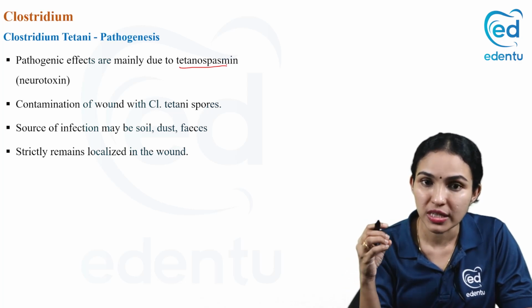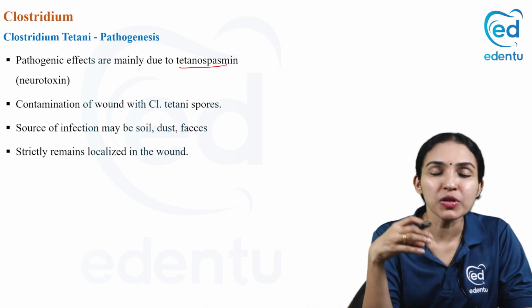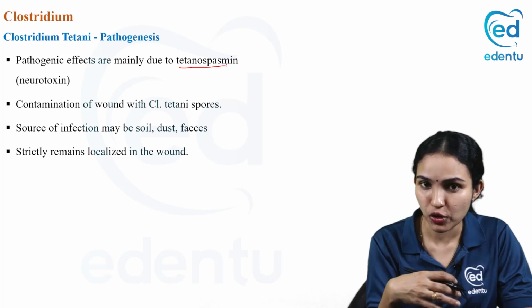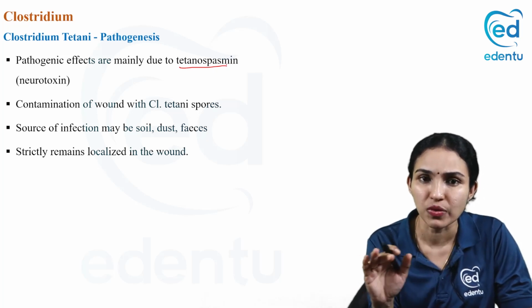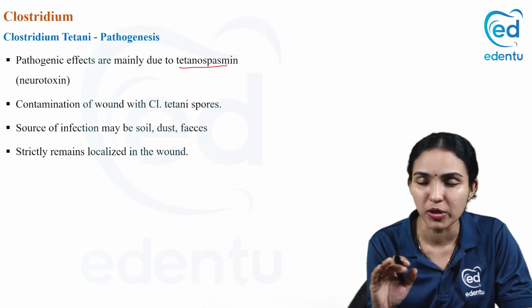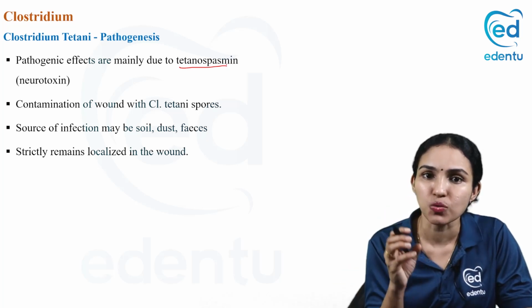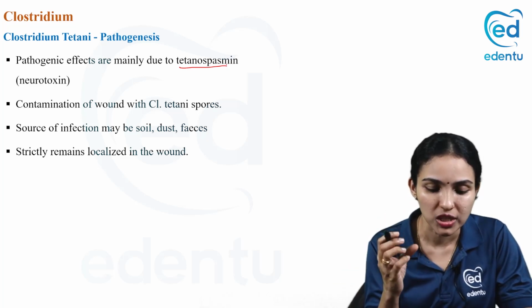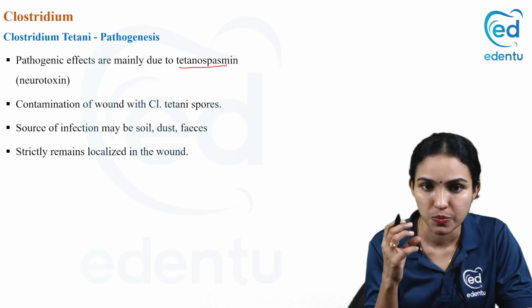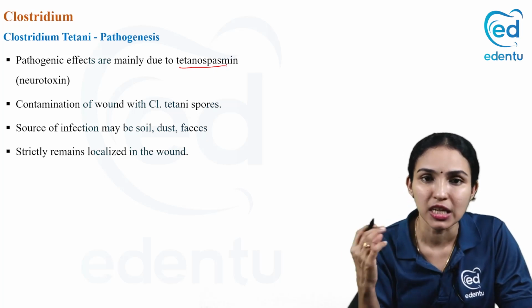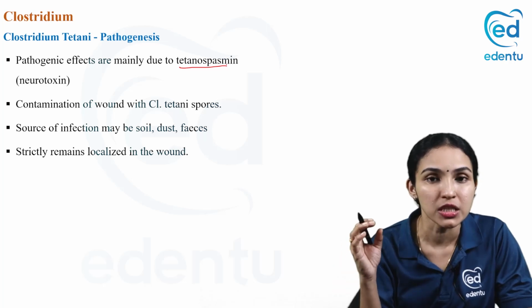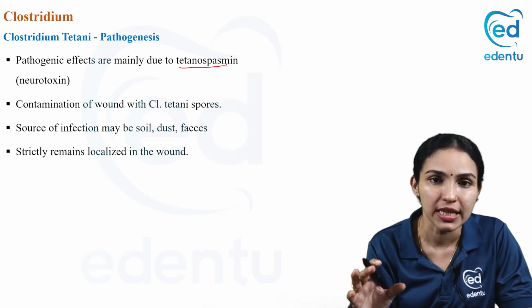The spore will germinate in the deeper wounds. When the spore enters the depth of the wound, the presence of a foreign body provides very low oxygen tension. Oxygen will be almost absent. In that situation, the spore will germinate, the vegetative bacteria will come out of the spore, and this will be strictly localized in the wound. The bacteria cannot invade the bloodstream.